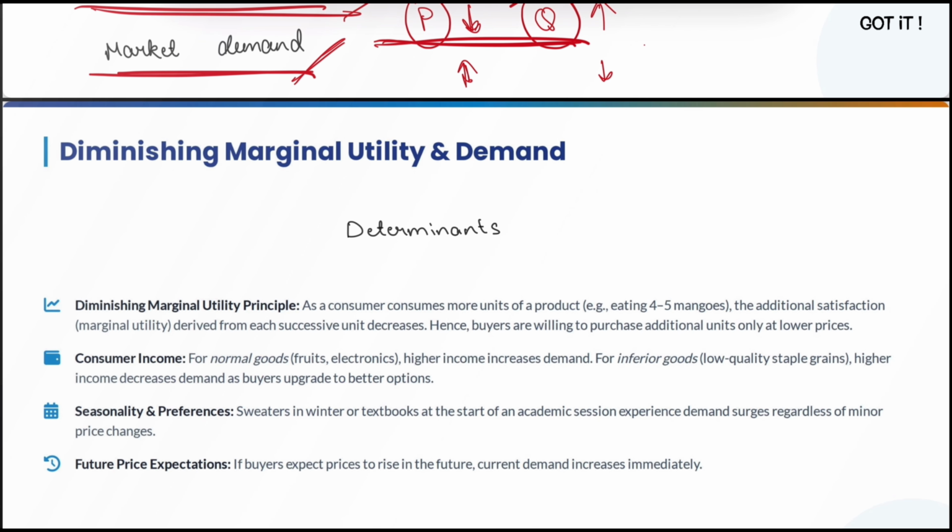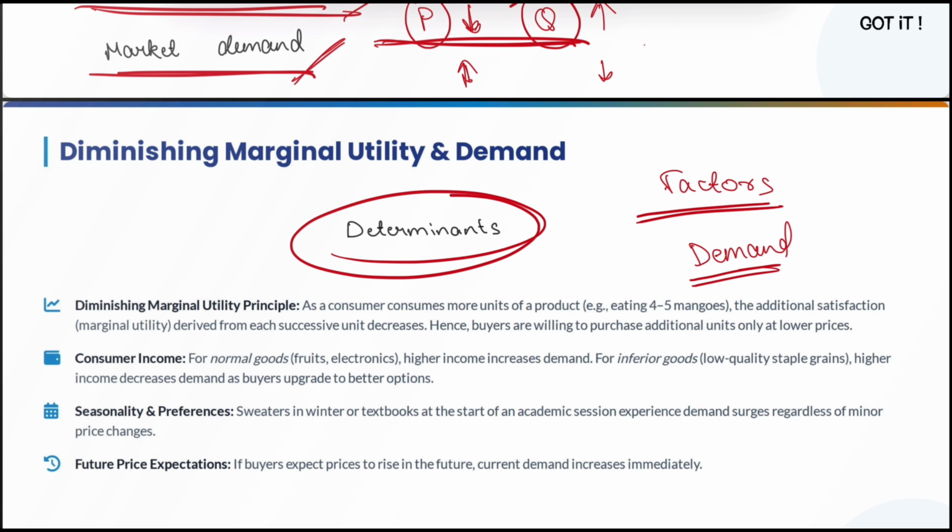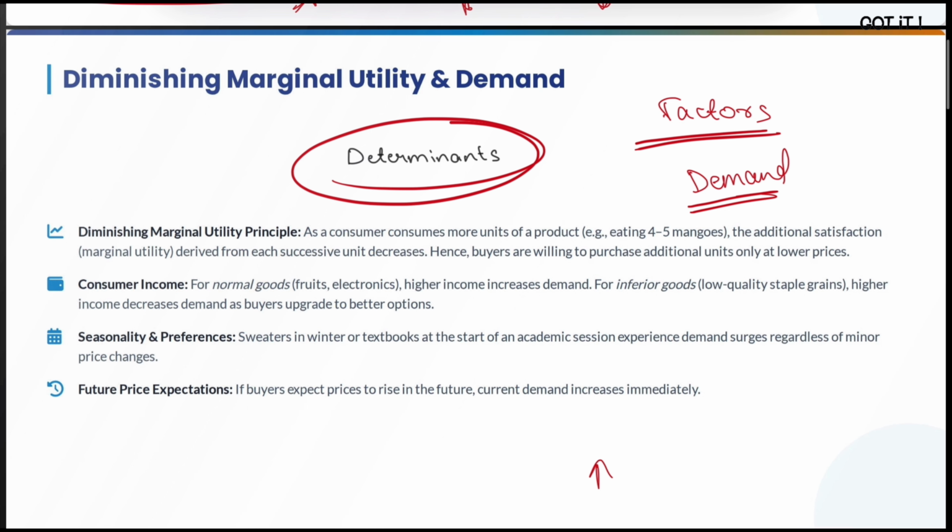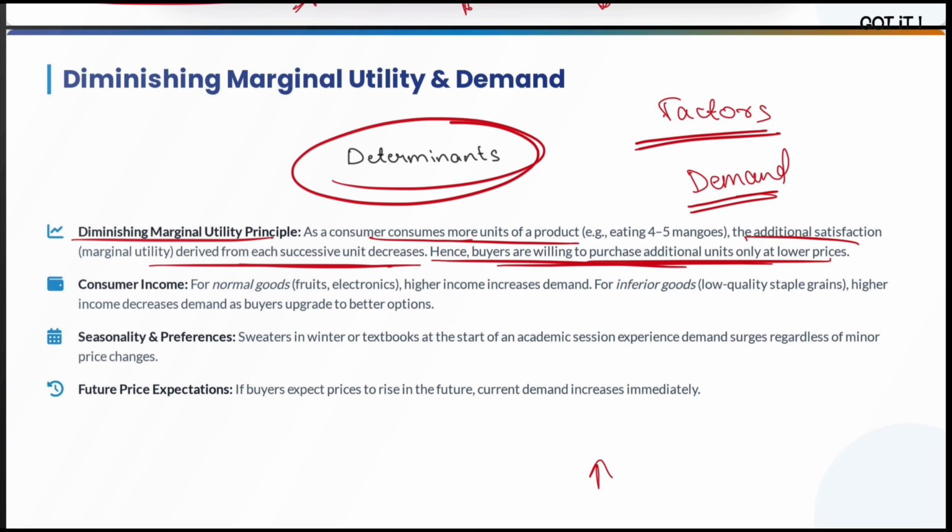There are various factors affecting the price of a product or the demand of a particular product. That is, the determinants will be many. The first aspect is the diminishing marginal utility principle. This is a principle where, as the consumer consumes more units of a product, the additional satisfaction derived from each successive unit will decrease. Hence the buyers are willing to purchase additional units only at a lower price. So the first factor affecting demand is the diminishing marginal utility principle.